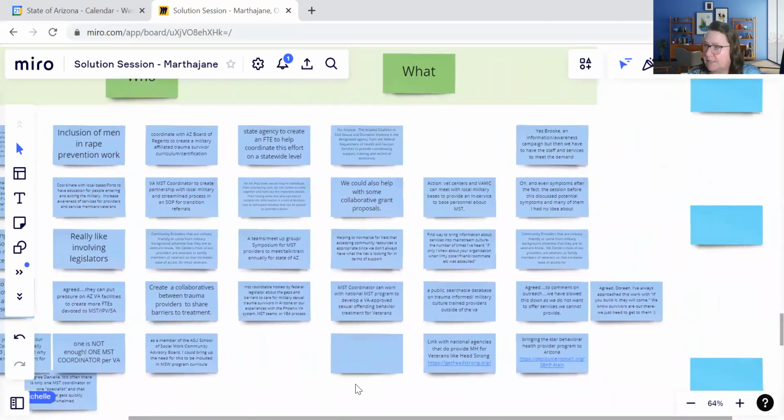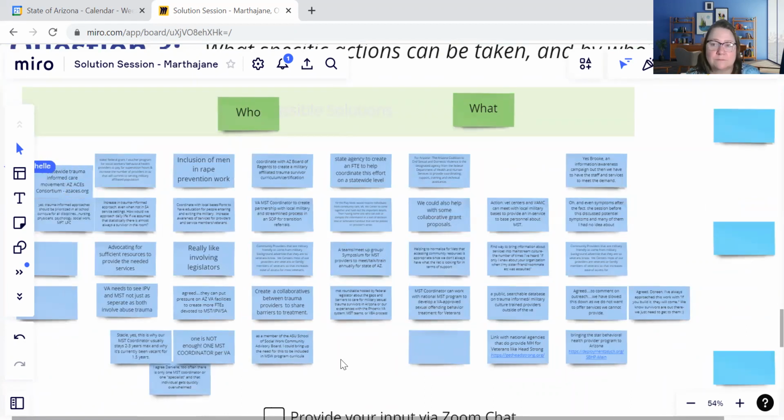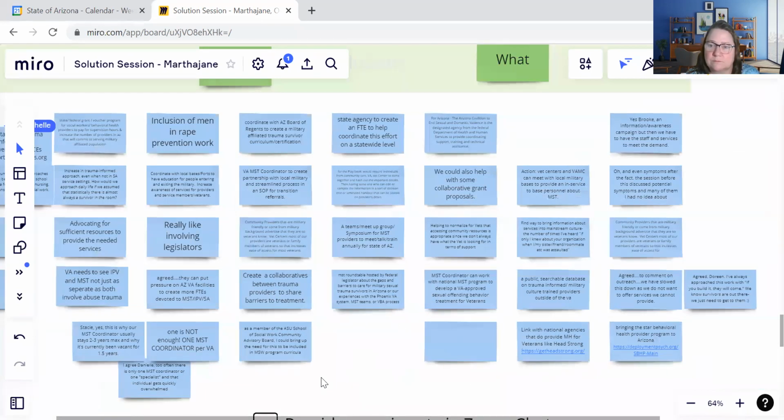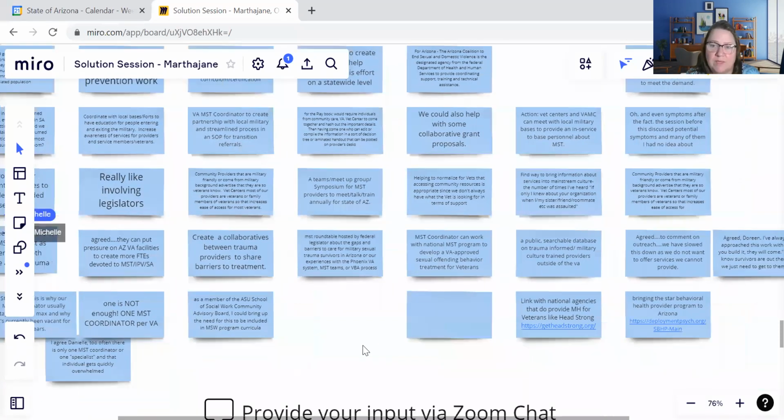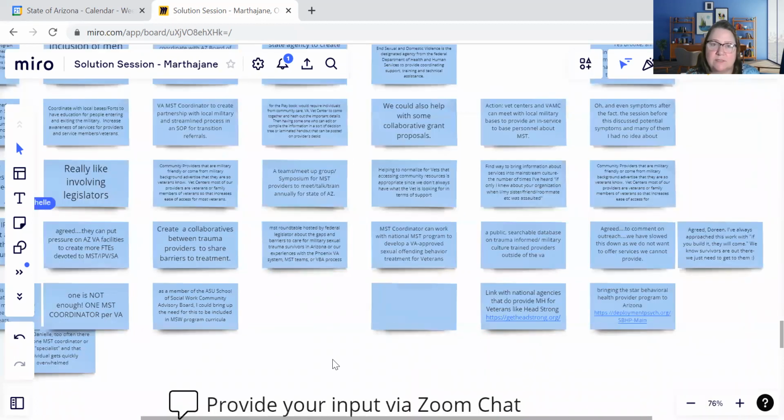So many wonderful ideas. For a statewide trauma-informed care movement, AHCCCS consortium. Awesome. I love that. All these resources getting shared. Arizona Trauma Institute. So a resource for Headstrong. Yep. National agencies.